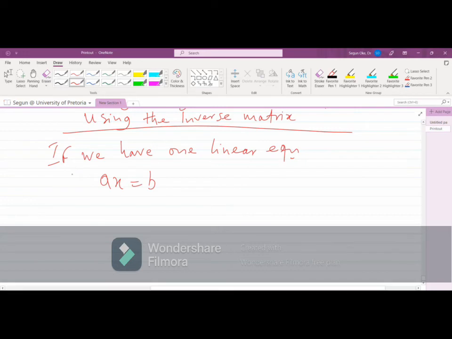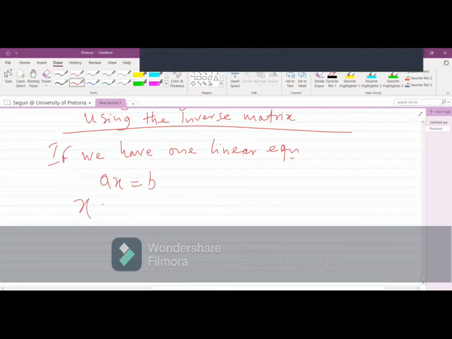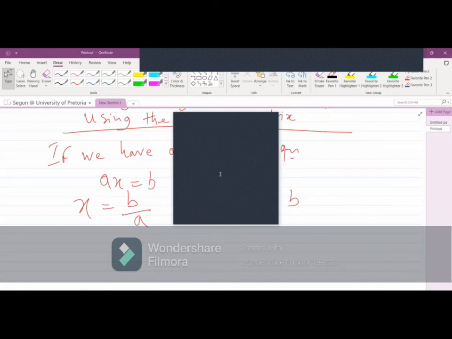Now, I can make X the subject of the formula. If I make X the subject of formula, X is equal to B over A, which is the same thing as X equals A raised to the power minus 1 multiplied by B. Do you agree with me? What it simply means is we divide both sides by A. Then we all know according to the indices law, we just raise it up.